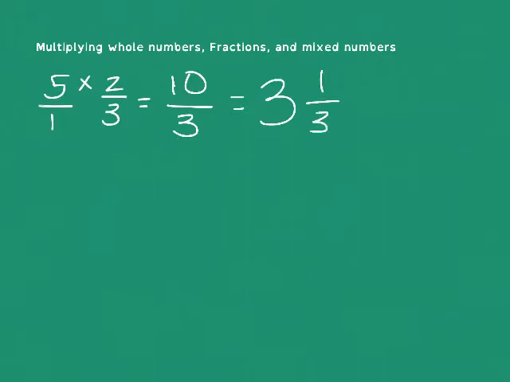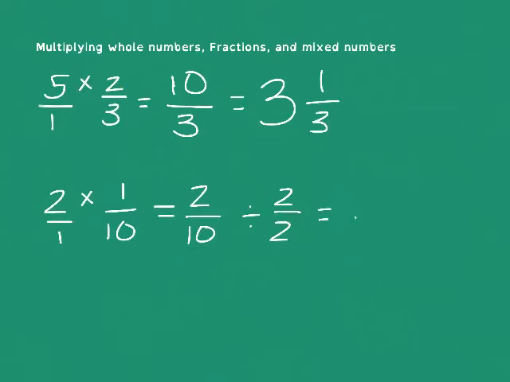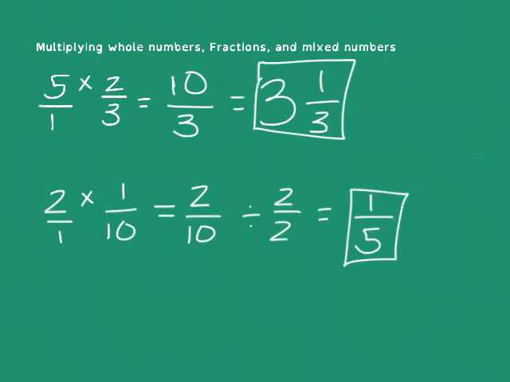If we had 2 times 1/10, we would stick a 1 underneath the whole, multiply 2 times 1, which is 2. 1 times 10 is 10. Now this is a proper fraction, but it can still be simplified. Both 2 and 10 share 2. So when we simplify it, we get 1/5. That is how we multiply a whole number by a fraction.